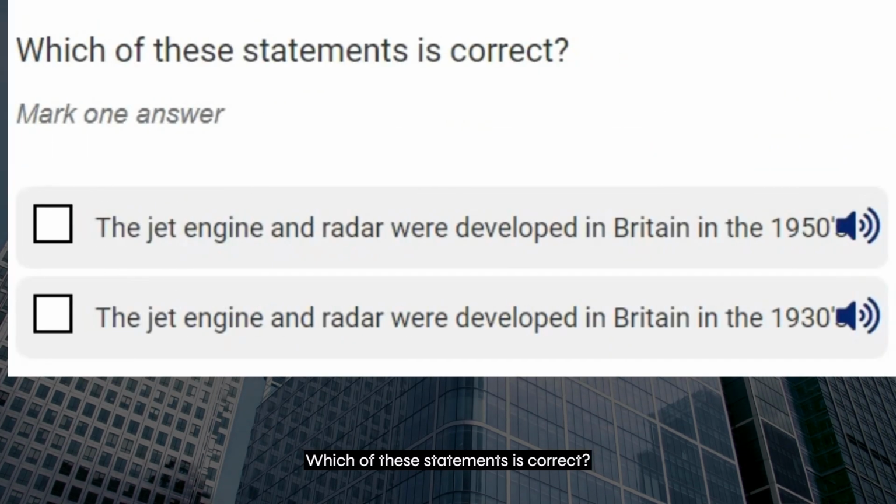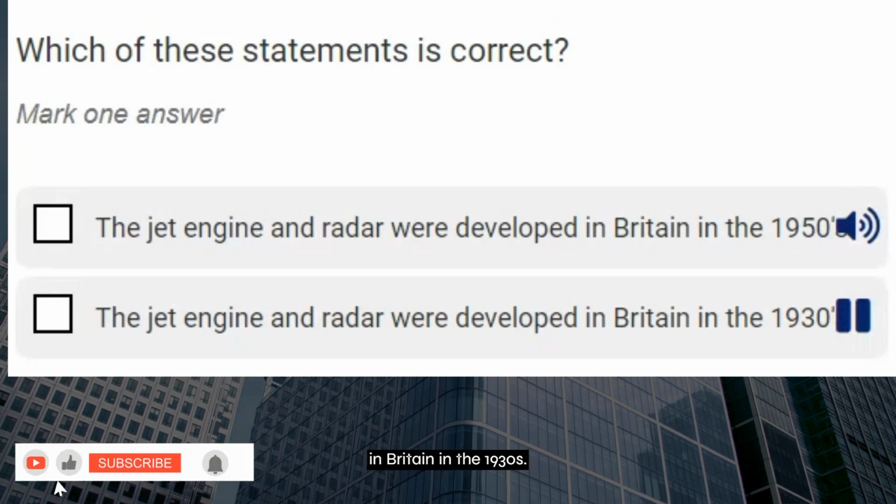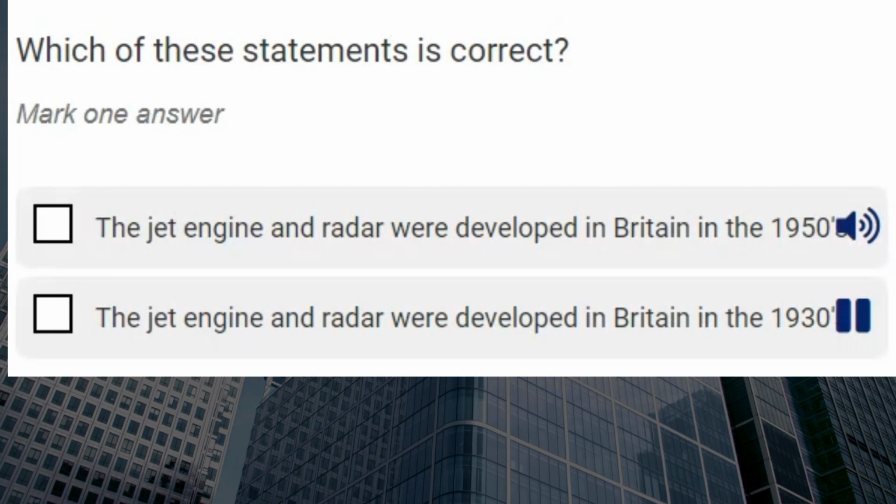Which of these statements is correct? The jet engine and radar were developed in Britain in the 1950s. The jet engine and radar were developed in Britain in the 1930s. Correct answer, the jet engine and radar were developed in Britain in the 1930s.